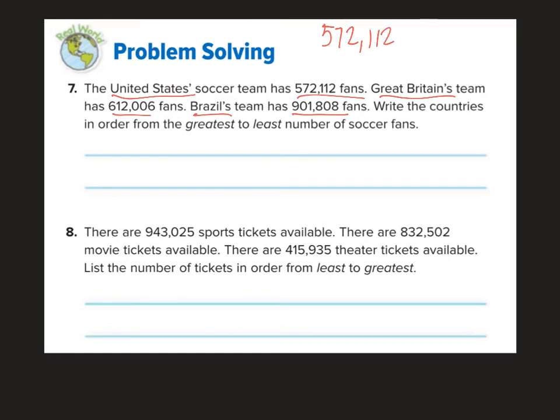572,112, 612,006, and 901,808 fans. And then we look at it. We better double check. I'm going from greatest to least. Write the countries. Doesn't say write the numbers, says write the countries. So if we're comparing the 100,000s, we notice that 9's the greatest. And that's where we're going from, greatest to least. So 900,000 would be Brazil. So I'm going to write 1, Brazil.